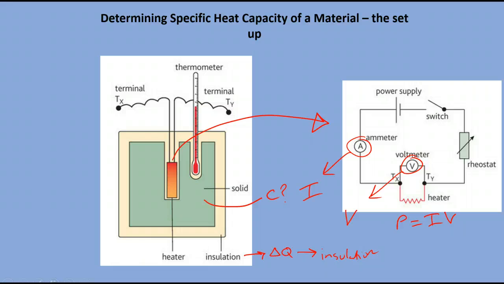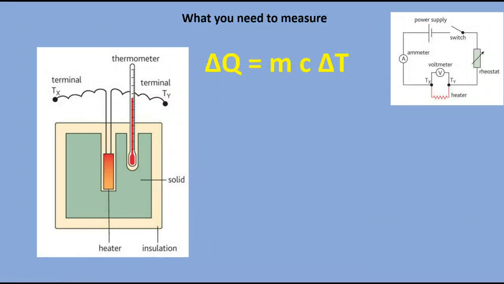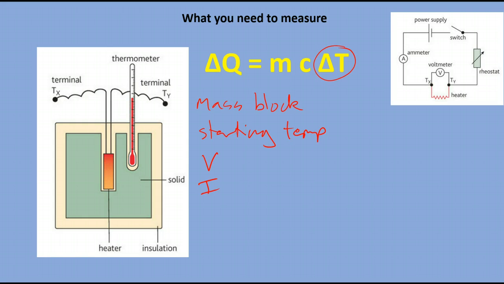How did this setup help us calculate the specific heat capacity then? Well, we know that the specific heat capacity equation here is delta Q is mc delta T. So what are we going to need to measure? We're going to need to measure the mass of the block. If we're going to be getting a delta T, we need to measure the starting temperature. We need to measure the voltage, and we need to measure the current.